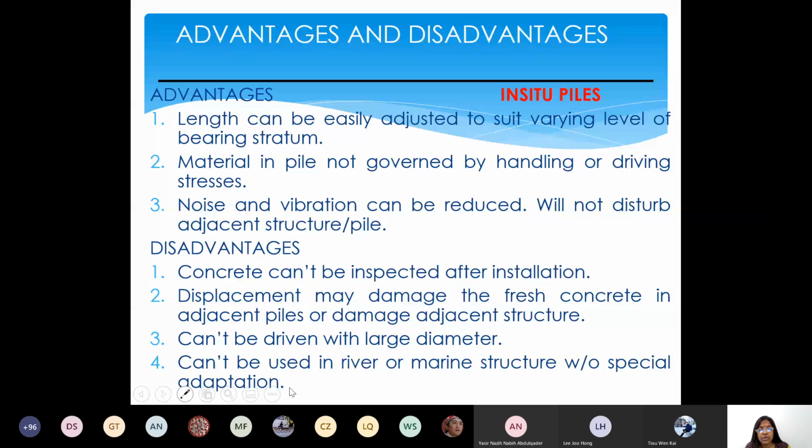But bore piles are the appropriate one in the case of what? In marine structures, in water structures, because it will not affect the main structure for some time, right? So that's why they go for bore piles. But it will be tedious and difficult to construct in marine structures or water retaining structures. Okay.